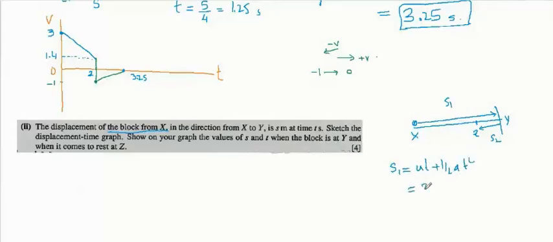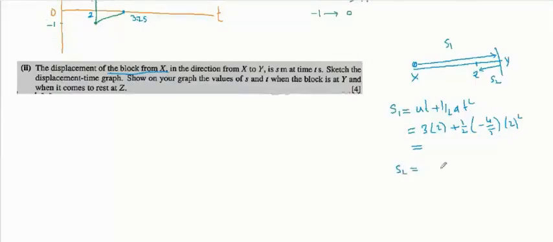So u is 3, time is 2, plus half into deceleration, which is -4/5, into 2 square. So what are you getting? Can you calculate this? And then we will also calculate S2. S2: initial speed is 1 into time 1.25, plus half into -4/5 into 1.25 square. Sorry, that is meters, not meter per second. And the second one is 0.625, right?